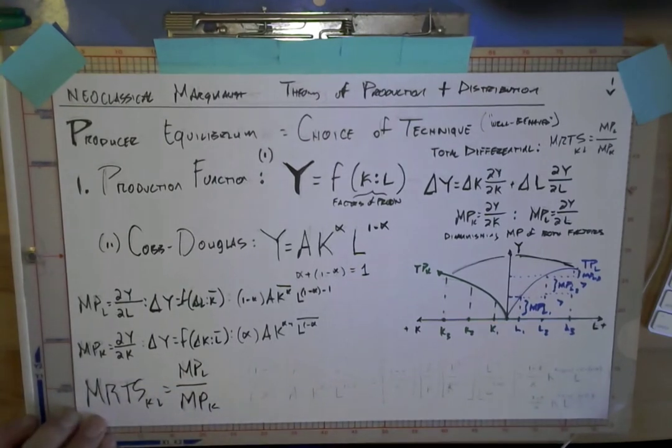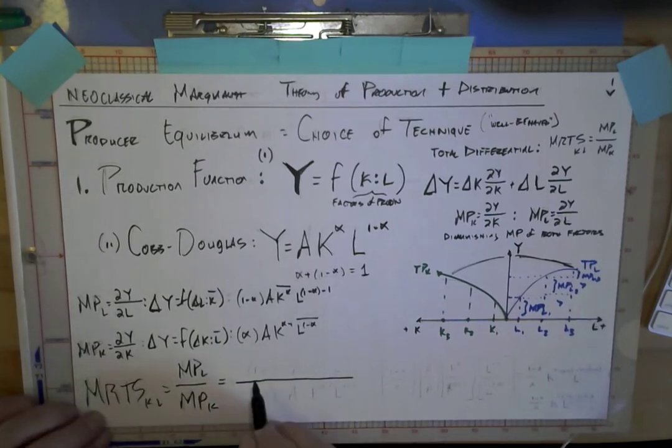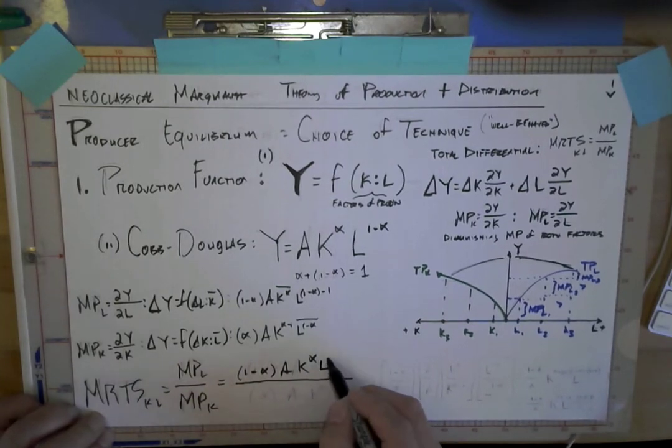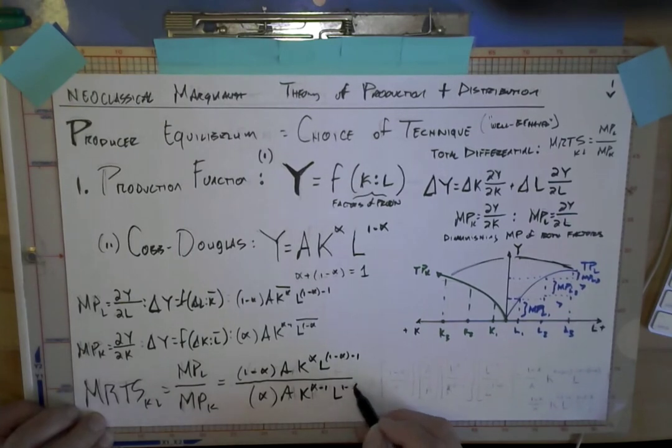Okay, so then you're going to take the partial derivatives that you've arrived at here. There's going to be a fraction. The marginal product of labor is here. It's going to be 1 minus alpha A K to the alpha L to the 1 minus alpha minus 1. And then in the denominator, you're going to have alpha A K to the alpha minus 1, L to the 1 minus alpha. And so you're going to have that.